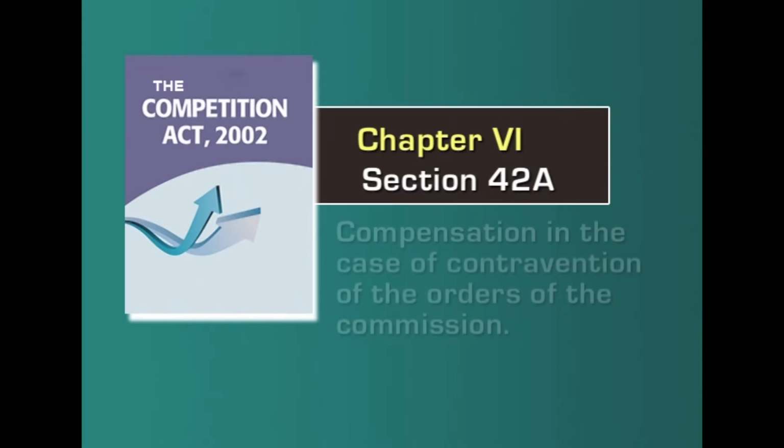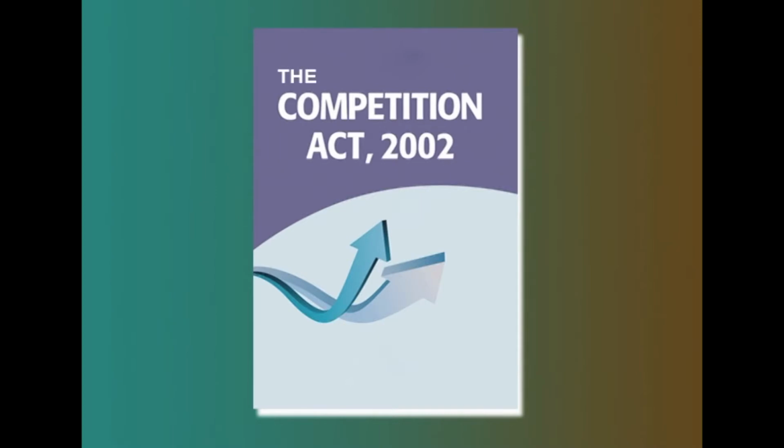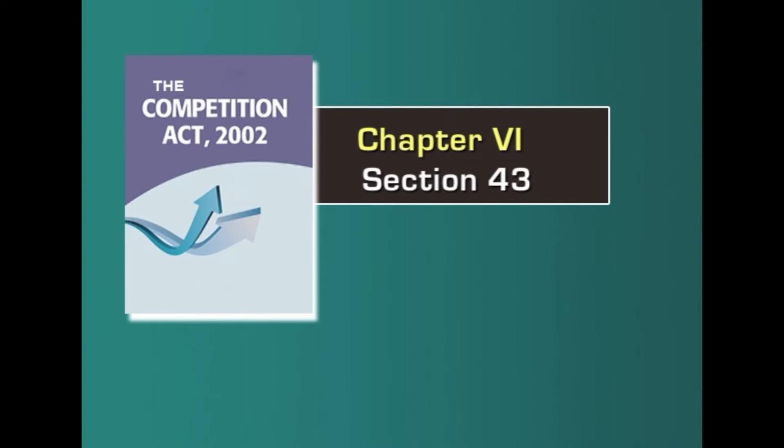Going on to the next section, section 42A talks about compensation in case of contravention of the orders of the Commission. Now, this is also relevant. As I said, contravening the Act, contravening the orders of the Commission, there is a penalty, and under 42A, it provides for a compensation in case of contravention of the orders of the Commission. Penalty is one aspect of it, which is dealt under 42. 42A has a different thing. It talks about compensation. They are two different things. For the purpose of understanding, as I said, penalty, compensation, and also some sort of imprisonment is provided under both these sections.